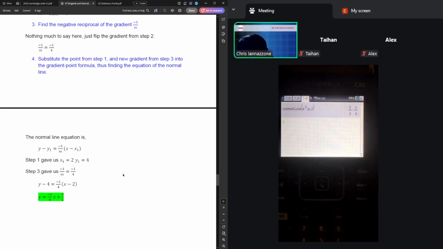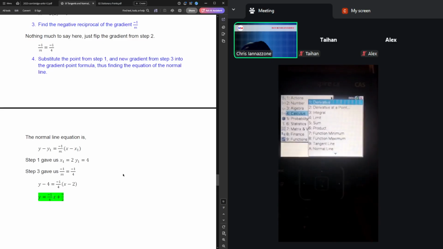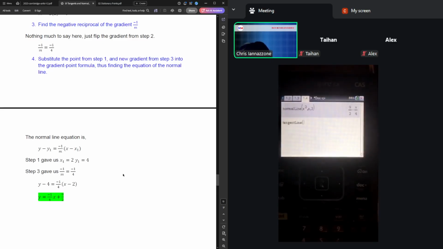And then for tangent line, the syntax is again identical. X squared, comma, x, comma, 2, and you now have the tangent line at x equals 2.